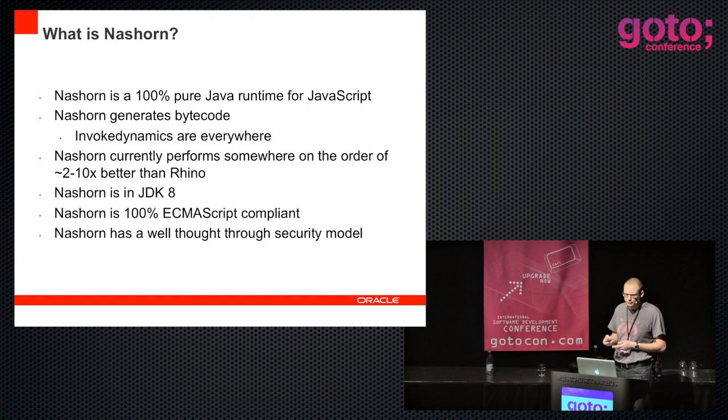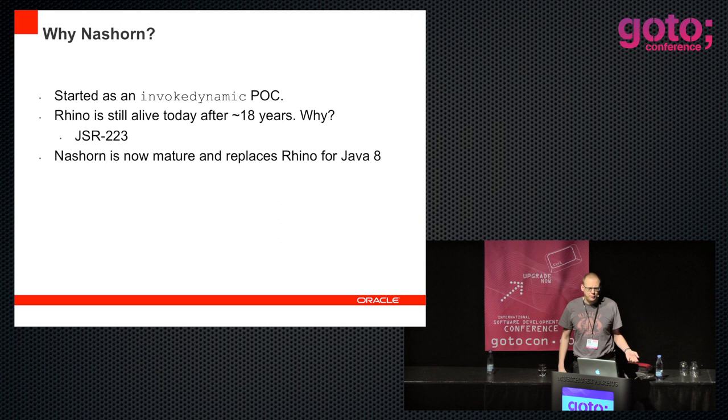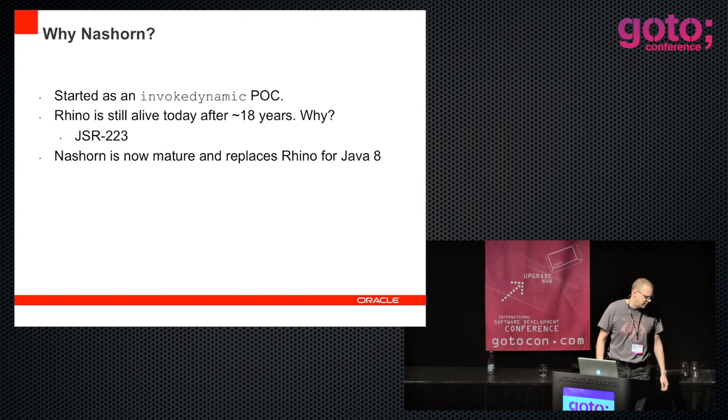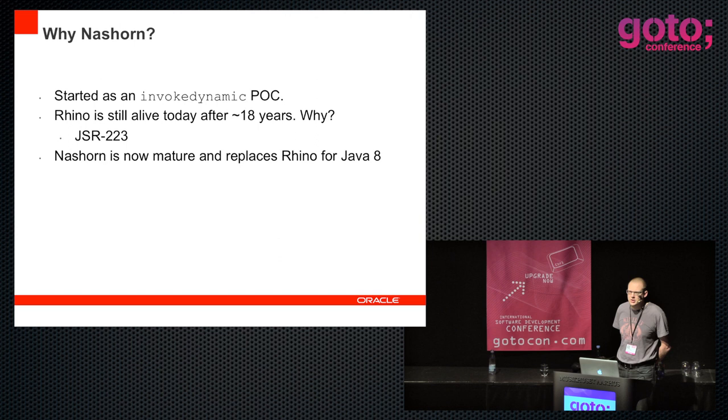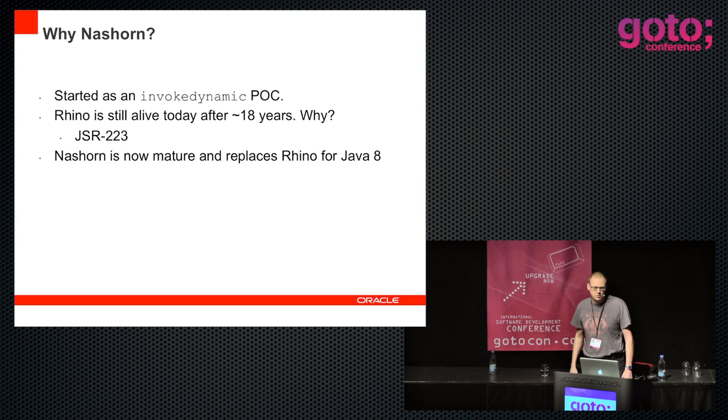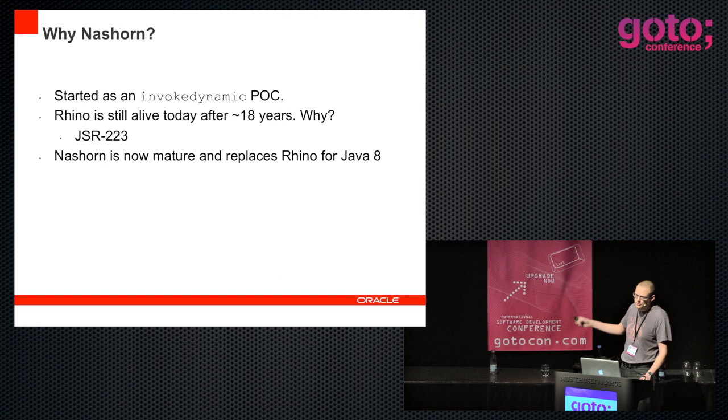And we picked JavaScript because Rhino is still alive after 18 years. And one might think that is strange because it was written in 1995 in Java, and it's been patched over and over again. It's an old, slow, quite ugly beast. But the reason people use Rhino is that they can use the JSR 223 javax.script scripting API to communicate with the JDK. You get access to Java and the underlying platform from the JavaScript program, so you can do hybrid programming. So people actually use Rhino in new projects today, and we wanted to provide a modern alternative.